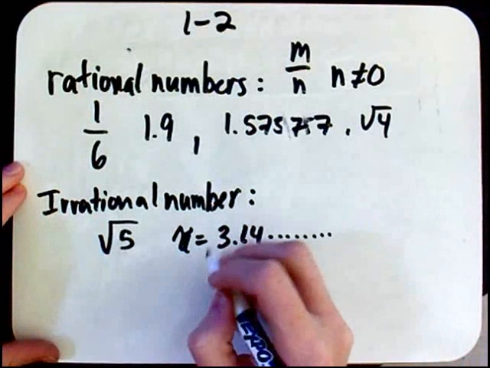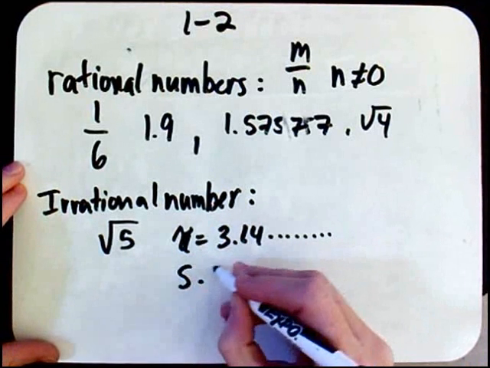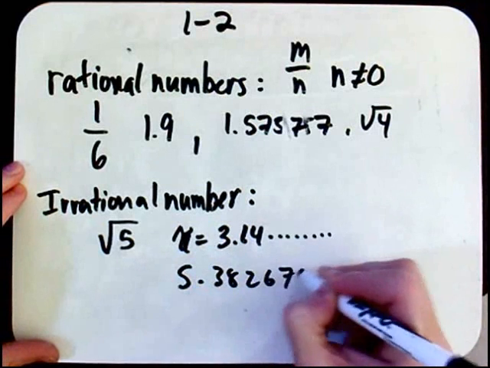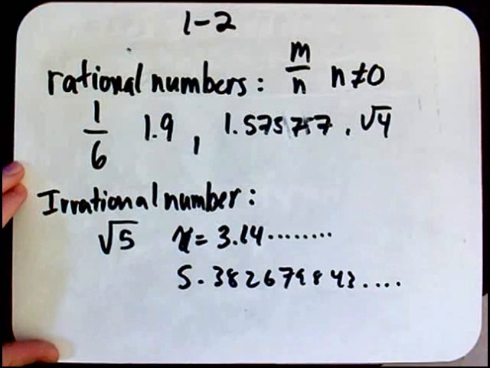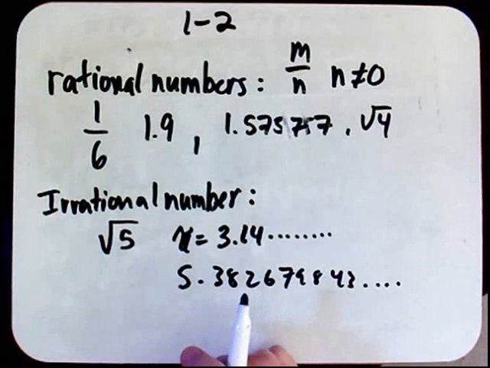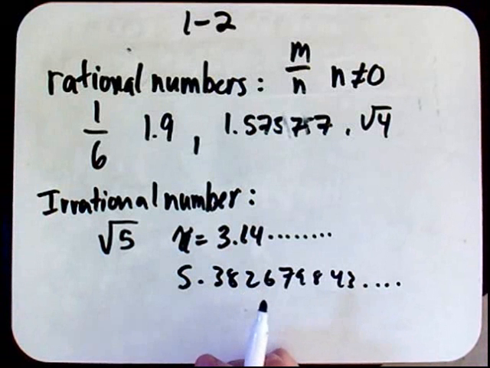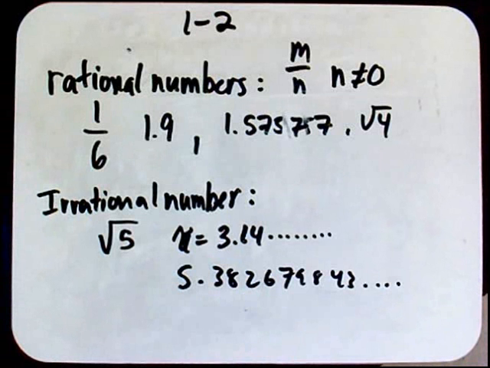Another example is a number such as 5.382679843 and so on and so on. It doesn't have a pattern. And again, this one never terminates. It keeps going and going. So those are what irrational numbers are.